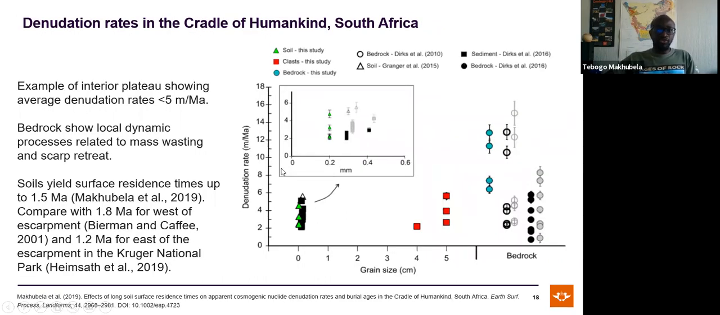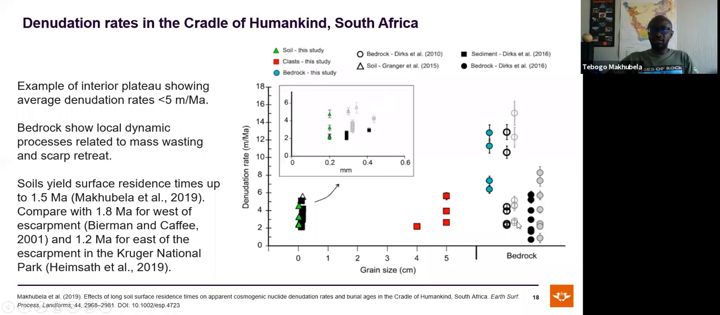In the interior plateau, in the Cradle of Mankind, several of us have worked there. The majority of the studies in this area focus on burial dating. However, there are a few studies that have done denudation rate studies, and all these studies show that on average, the denudation rates are less than 5 meters per million years.